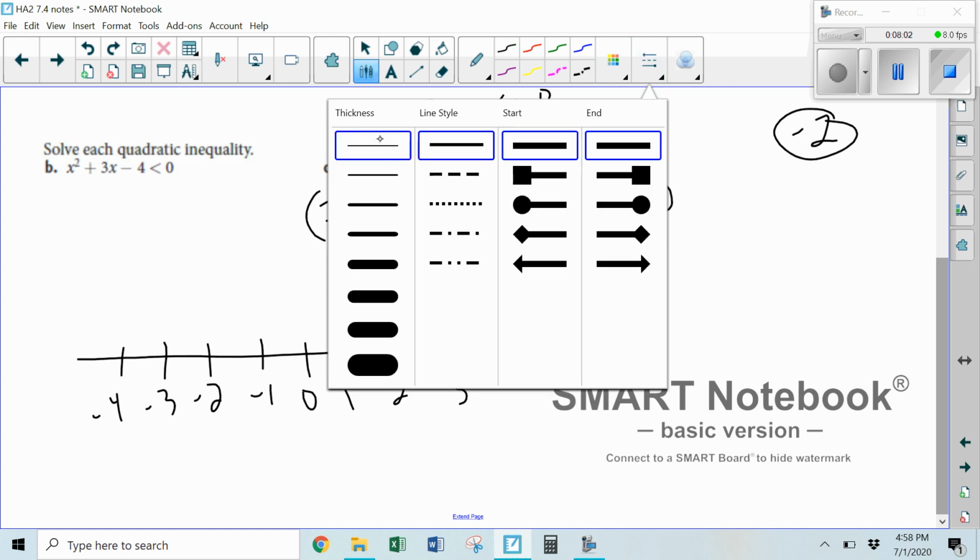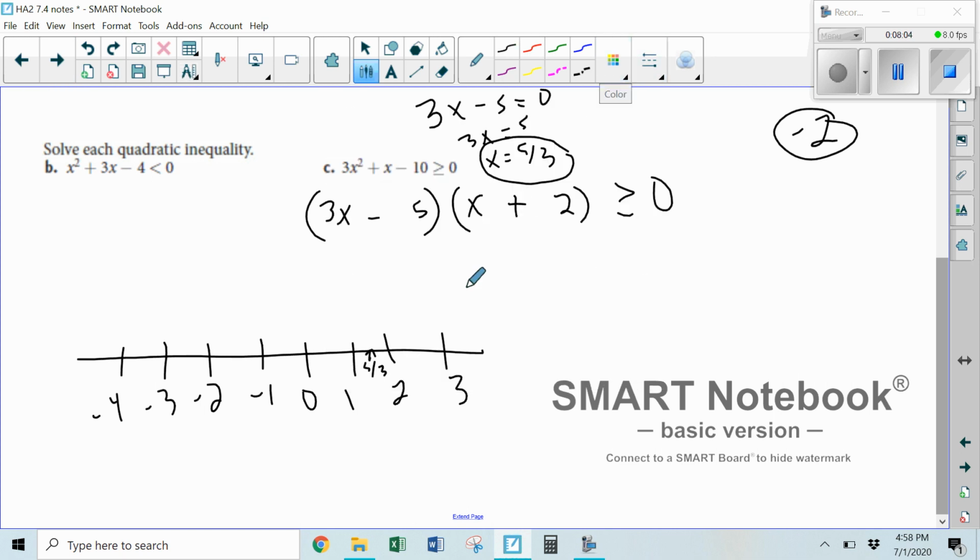I'll do it in red. So my factor of 3x minus 5. Where's the 0 going to be? At 5/3. Test numbers above and below to see whether they are positive or negative. So let's test 3. If I plug a 3 in here, that's 9 minus 5, which is 4. That's a positive. Any number on this side is actually going to be positive. Plug in a couple on this side, you should get the same value, whether it's positive or negative.